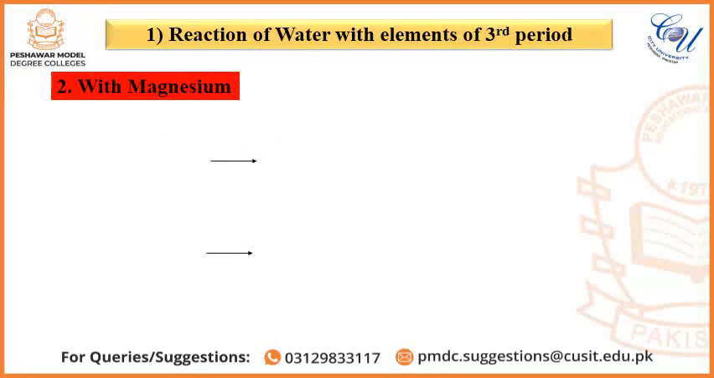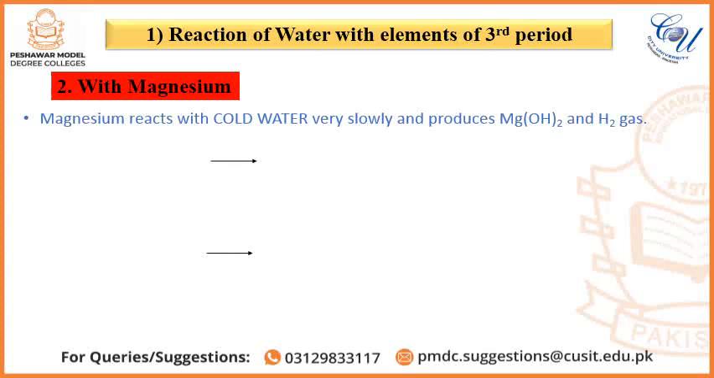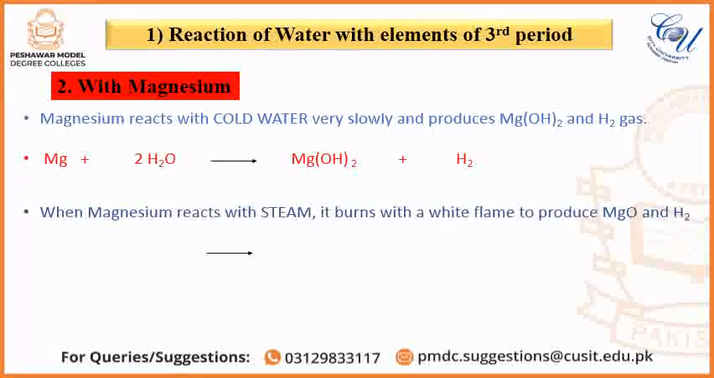Now the second member of this period is magnesium. When magnesium reacts with cold water, the reaction will be very slow and it will produce magnesium hydroxide and hydrogen gas. But if the same magnesium reacts with steam or hot water, it will burn with a white flame to produce magnesium oxide, which is different than the first product, which is magnesium hydroxide and hydrogen gas.